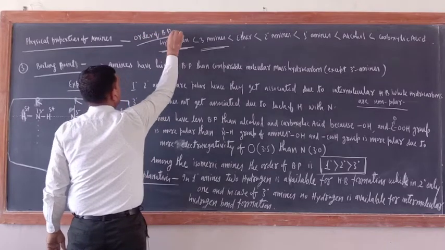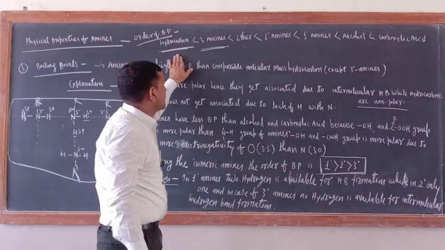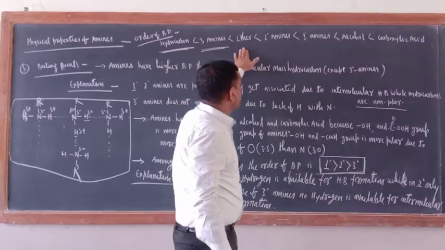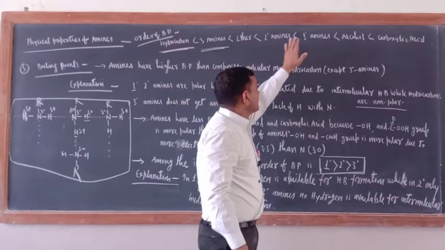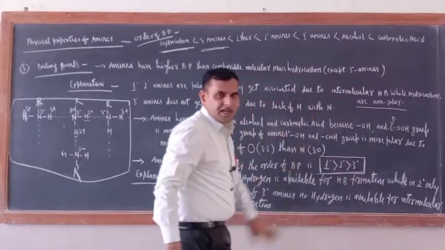First one is hydrocarbon, meaning alkane, alkene, alkyne. They are non-polar, the least. Then 3 degree amines. Then what is there? Ether. Then 2 degree amines. Then 1 degree amines. Then alcohol, and at the last, carboxylic acid is the highest.